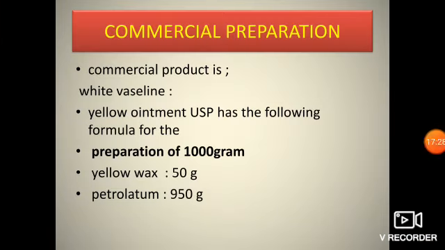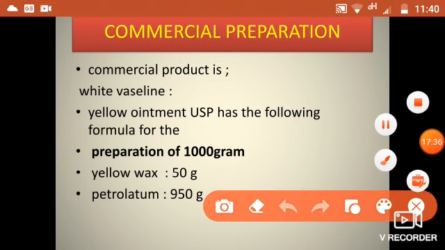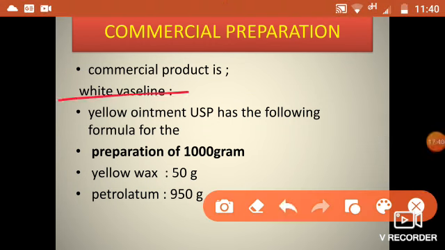What are the commercial preparations available in the market? Yes, the hydrocarbon bases, oleaginous bases or oleaginous ointments. Commercial preparations are also available in the market. The first commercial product is white Vaseline. The most important, petroleum jelly, is present in all of your homes and your accessory cabinet.